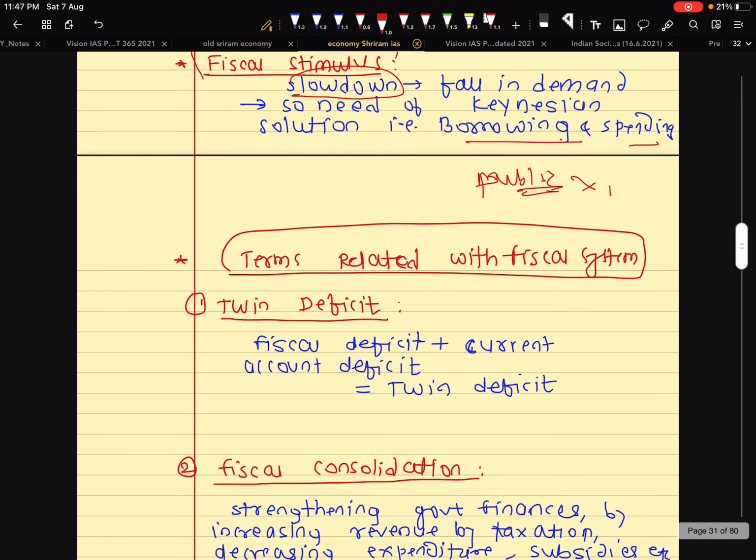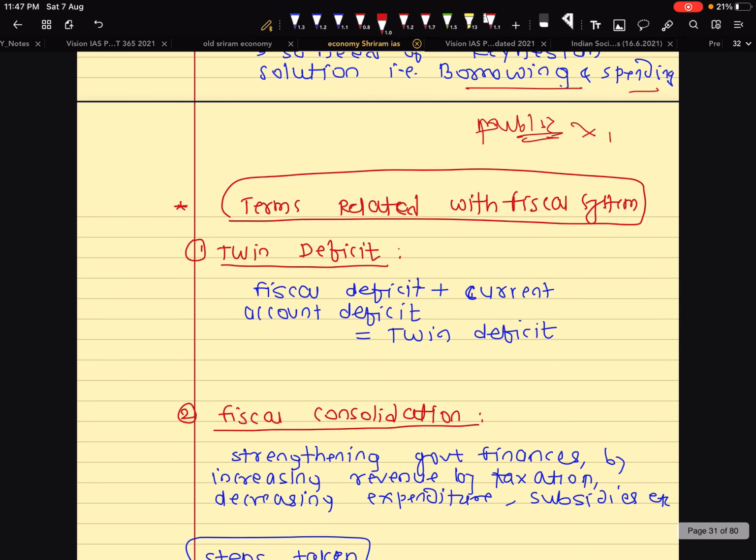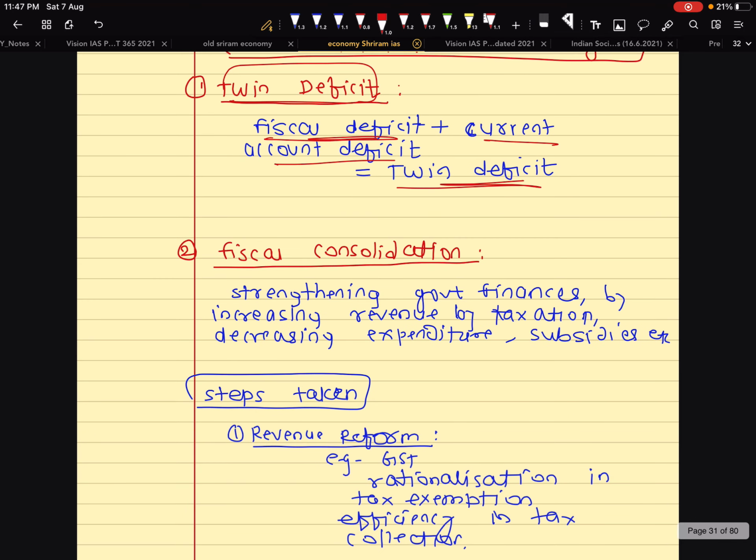Now let's understand some terms related to the fiscal system. Twin deficit: the Economic Survey has mentioned it many times, and it is always in the news. So what is meant by twin deficit? When fiscal deficit and current account deficit occur together, it leads to the twin deficit. Then what is fiscal consolidation? Fiscal consolidation means strengthening the government finances by increasing revenue.